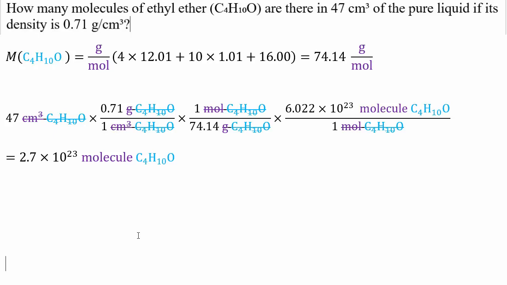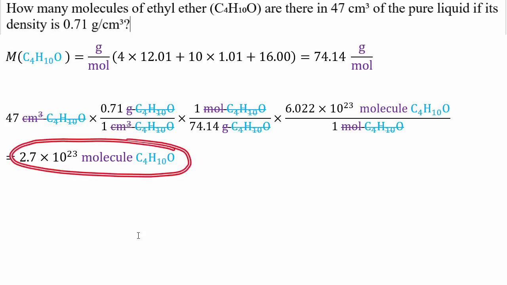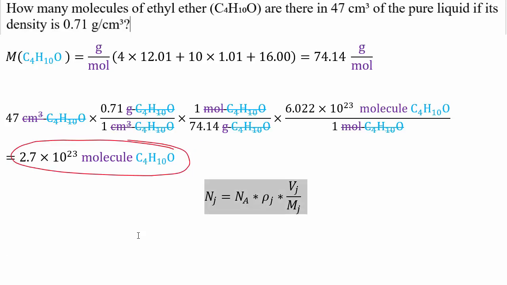To apply the alternative technique, the algebraic theorem, we select the corresponding formula from our formula sheet, which indicates that the number of molecules, represented by italic N subscript J, is equivalent to the product of Avogadro's constant times the density, times the volume of the substance, divided by the molar mass. We simply follow the equation.